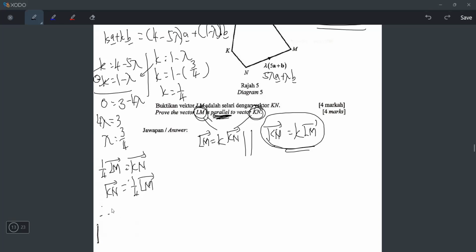So since vector Kn equals 1 over 4 Lm, we can say that Kn vector and Lm vector are parallel. Okay, and the 1 over 4 would be the ratio. So that is the final answer. So let me just check quickly. Okay, yeah, correct. Okay, so let's continue with the next question.